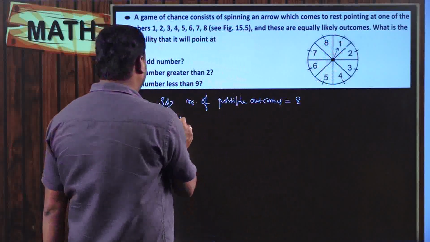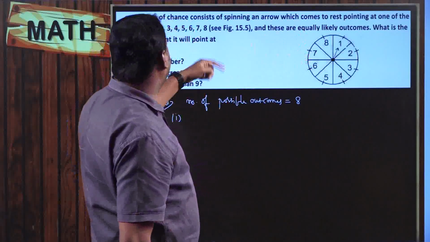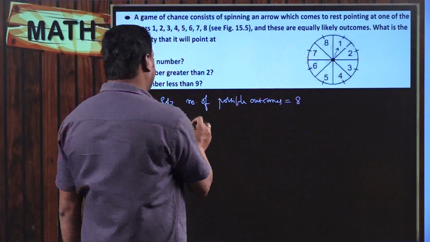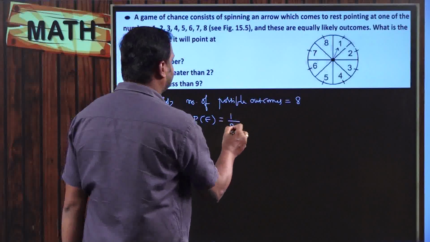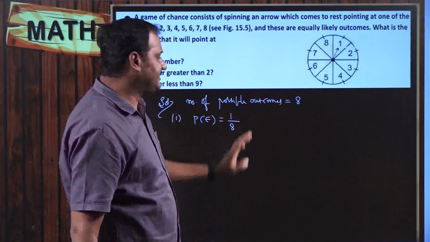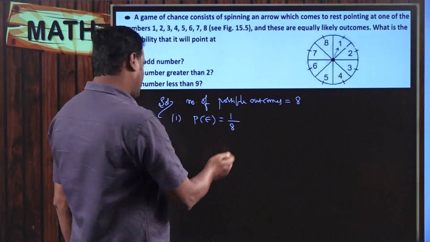Coming to the first one, what is the probability that it will point at 8? How many number of 8s are there? There is only one 8. So the probability of getting an event is equal to 1 divided by 8. What is this 1 there? There is only one 8. That 1 divided by 8 is equal to the probability of 8, over the total number of outcomes.